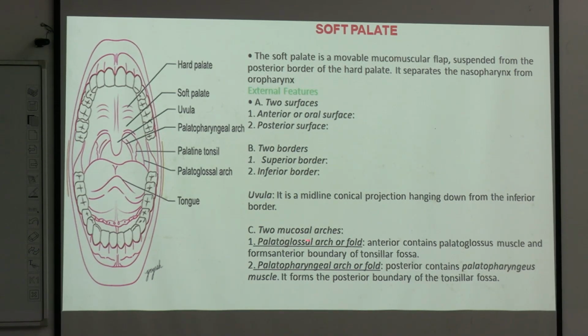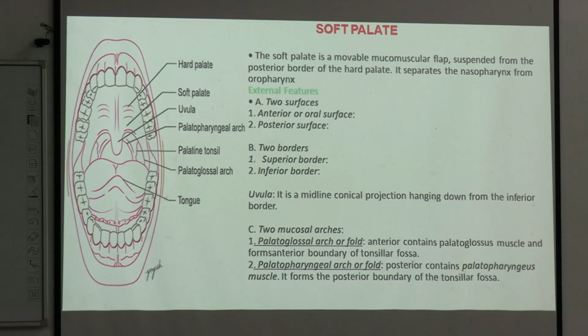The palatoglossal arch and palatopharyngeal arch each hold a muscle: the palatoglossus muscle and the palatopharyngeus muscle. These two muscles are present deep to these folds. Where are these folds? On the lateral extremes of the palate. So, this is the oral cavity that we are seeing here, and the midline is the uvula.